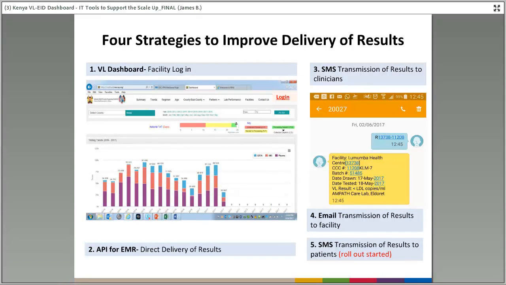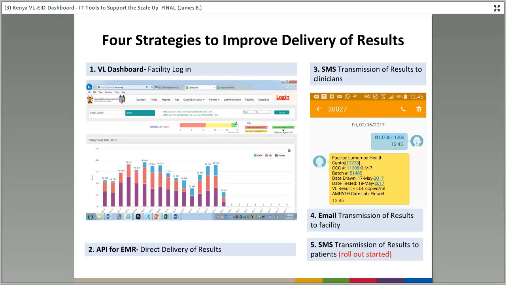Again, this slide talks about how we are delivering. We've been asked to make sure that patients are getting results in time, and we had a challenge last year when we did a service quality analysis. We found that whereas the results were available on the website, the patients were not receiving them. So we designed a number of things to make sure, one, facilities can log on to the website and get their results, but we've also created what we call an API, which allows exchange of data with EMRs.